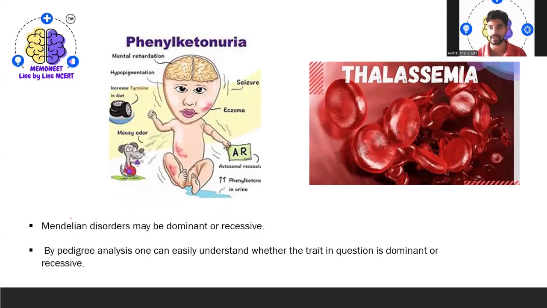Mendelian disorders, whenever I say it, could be dominant or recessive, just like we have studied in the principle of inheritance. By using pedigree analysis, one can easily understand whether the trait in question, the trait which is moving from one generation to another generation, is dominant or recessive. That is how one can easily understand it, by analyzing the pedigree.